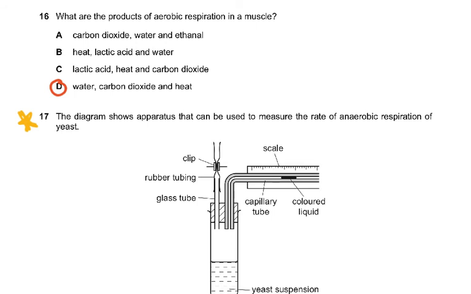And question 16, what are the products of aerobic respiration in a muscle? Aerobic respiration, not anaerobic, but they confused you by saying muscle. So it's water, carbon dioxide, and heat. This is normal respiration. Glucose plus oxygen gives you carbon dioxide, water, and heat. So this was a very simple question, but it was confusing because somebody might have read it as anaerobic and then would have come up with lactic acid and all that rubbish.